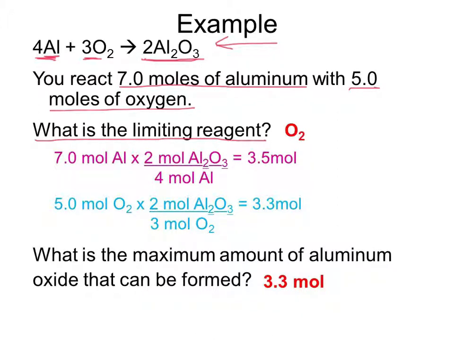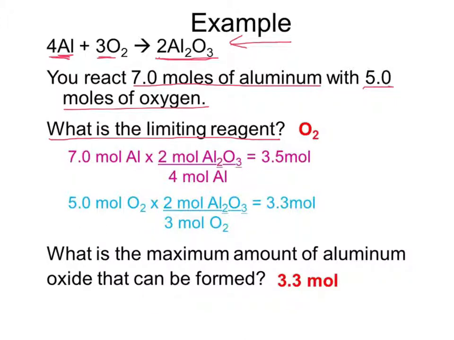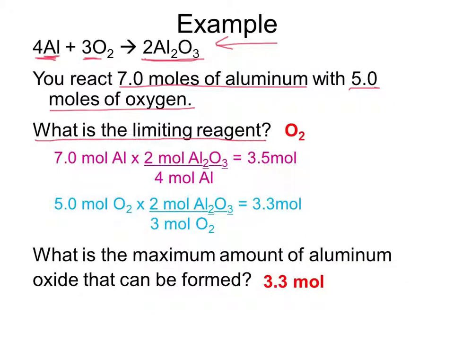The way I set these up is quite simple. For each one of the reactants I'm given, I assume that I have an excess amount of the other reactant to fully react with all of the material I'm looking to determine how much I can make from. So for example, for the first one, we have 7 moles of aluminum.